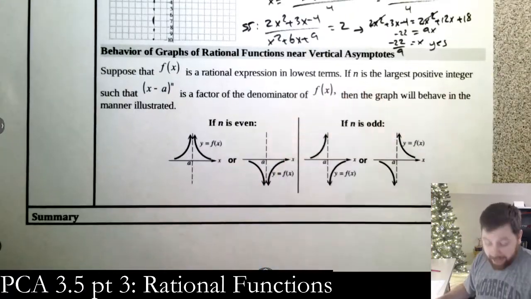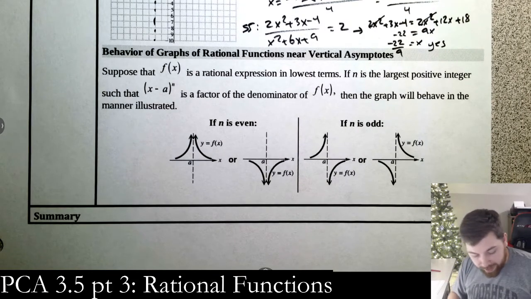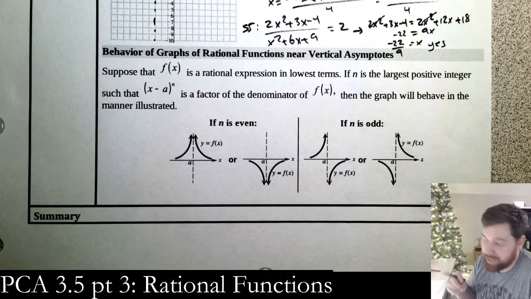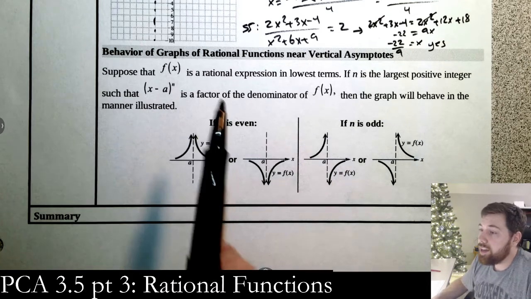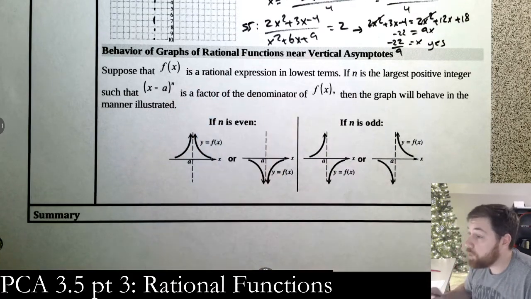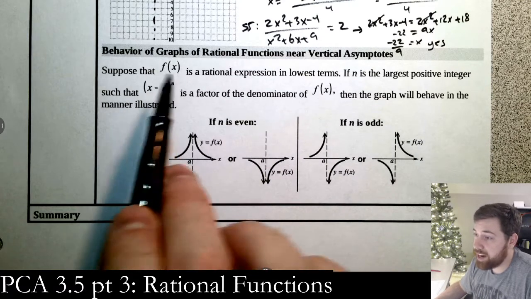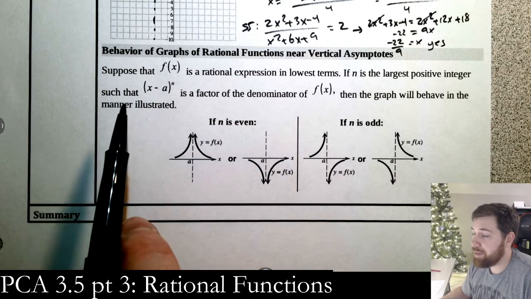All right, so here's some behavior. So the behavior of a rational function near the vertical asymptote is always a little bit different. Okay, and so you notice that some of them go up, some go down. So if f of x is a rational expression in lowest terms, always got to be in lowest terms, if n is a positive integer, where this right here, x minus a, is a factor of the denominator, then the graph will behave in the manner illustrated.